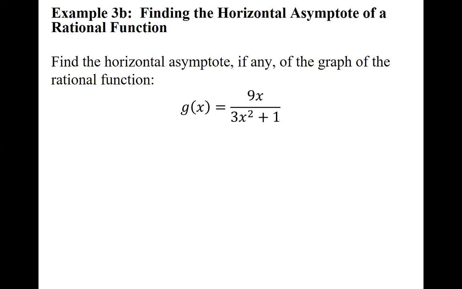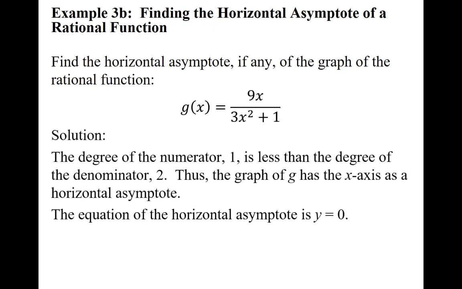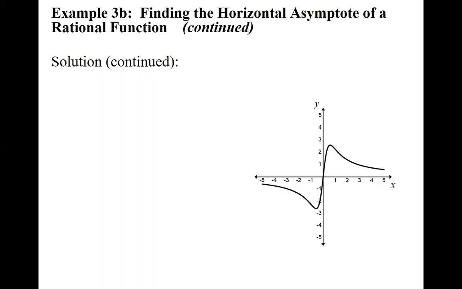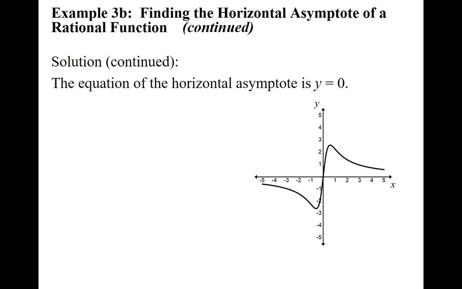Next up, we're going to look for the horizontal asymptote, if there is one, of the graph of the rational function 9x over 3x squared plus 1. This time, the degree of the top is 1 and the degree of the bottom is 2. The bigger degree is on the bottom, so that's y equals 0. Why is it y equals 0? Because that's the rule when the degree of the bottom is greater. And sure enough, there's our graph. As we go far left and as we go far right, we're approaching the x-axis. We're approaching y equals 0.